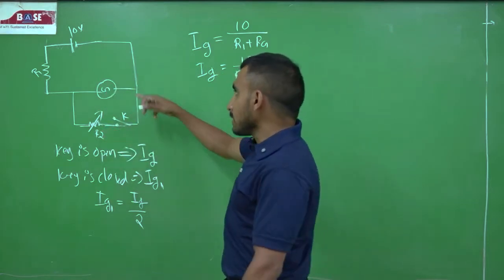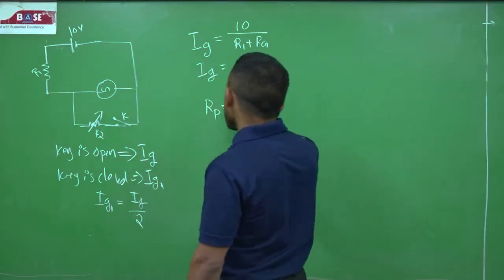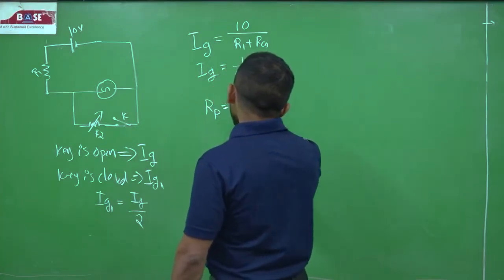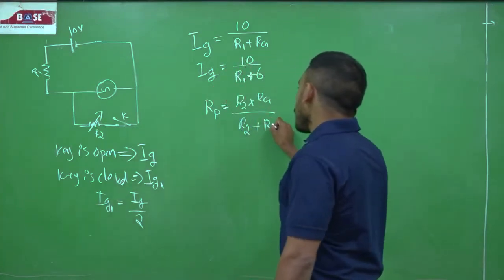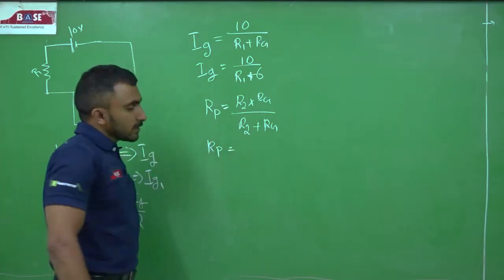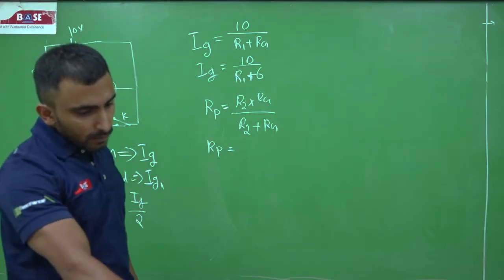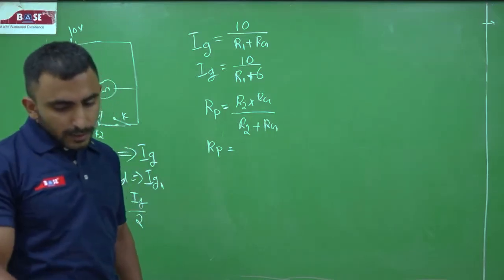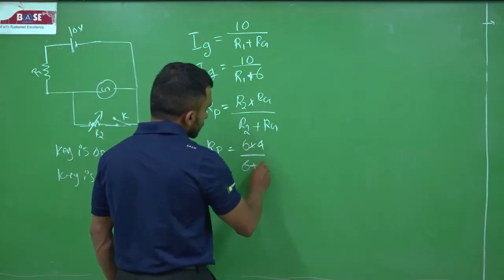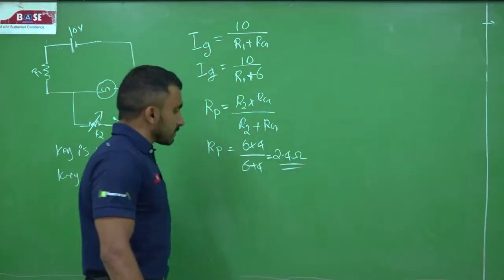Now when it is connected, there will be the resistance of the galvanometer and R2, and they will be in parallel. For that parallel combination, what will be the resistance? The resistance Rp will be R2 into Rg divided by R2 plus Rg. R2 is given as 4 ohm in the question, and Rg is 6. So we get 6 into 4 divided by 6 plus 4, which is equal to 2.4 ohm. We got the Rp.